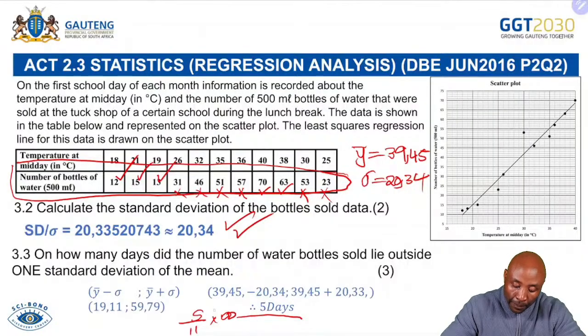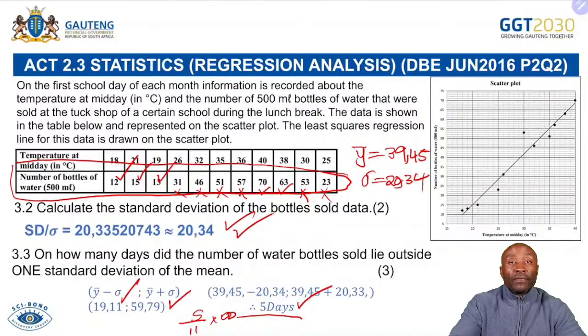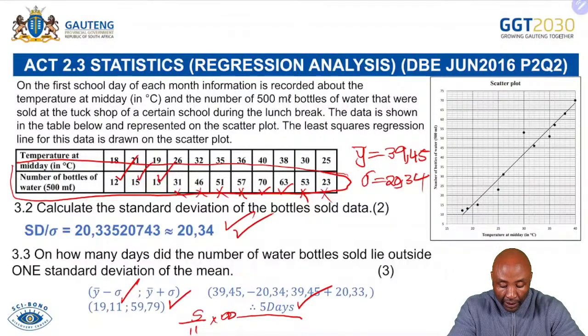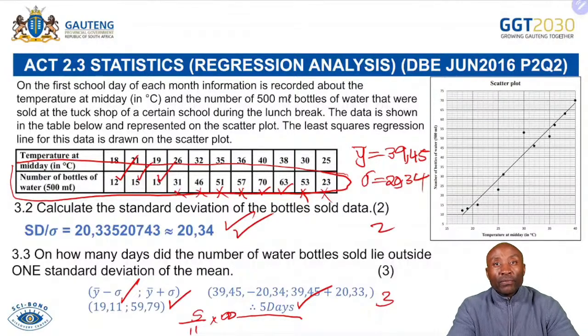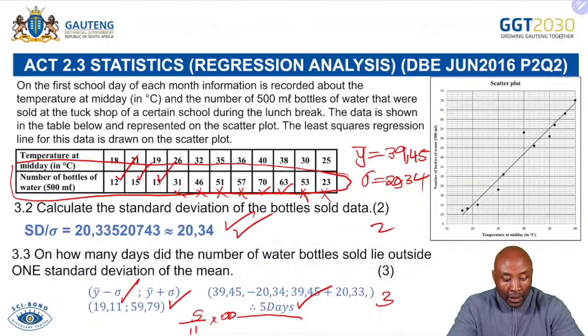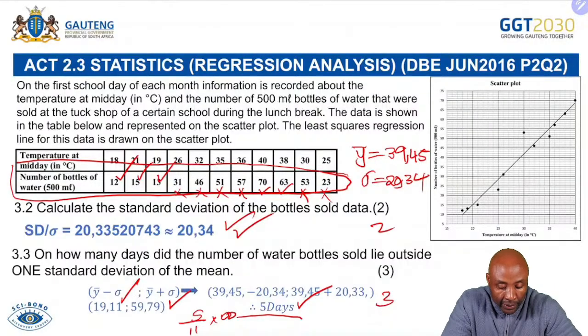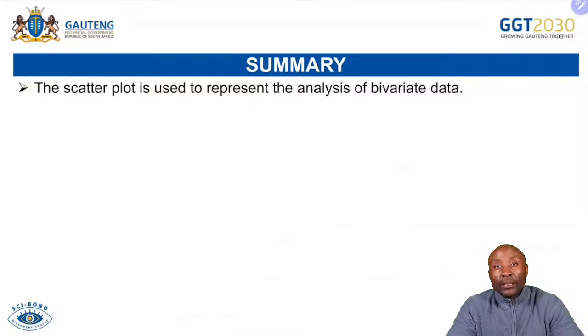So you will get a mark for the lower value, upper value, and for getting the 5 days of the interval there. So it will be 5 days. We get our 3 marks, we get our 2 marks, and we get 5 out of 5 in this case. With that being said, we will move on and summarize our lesson.